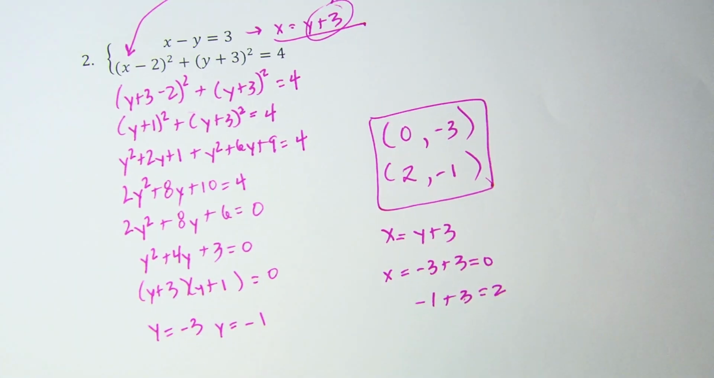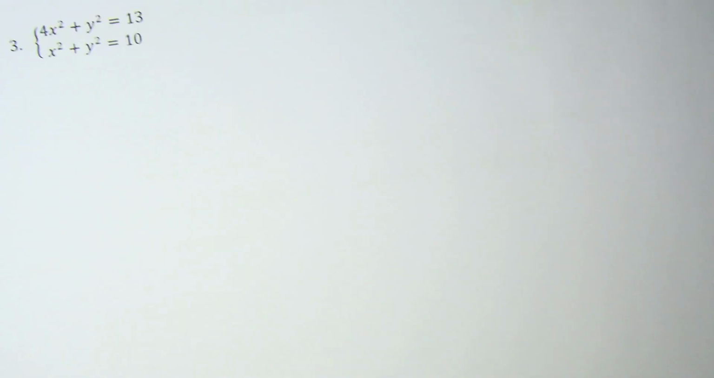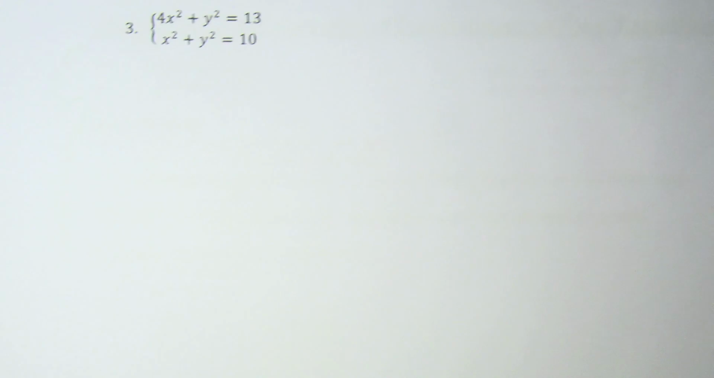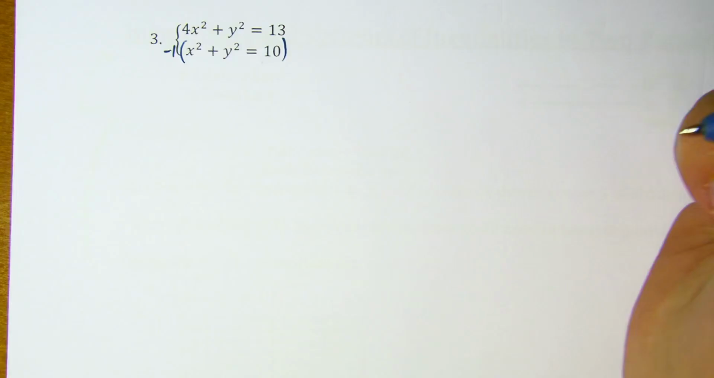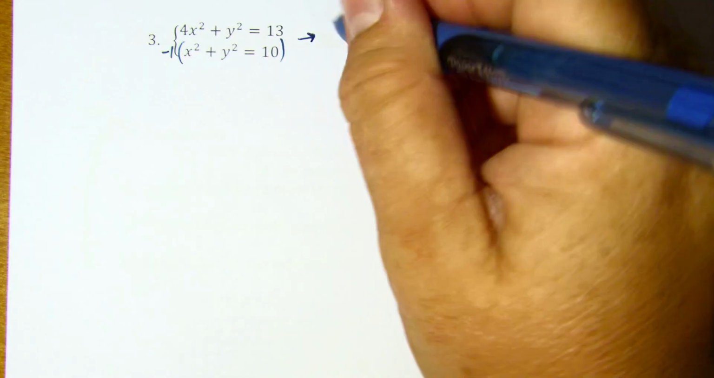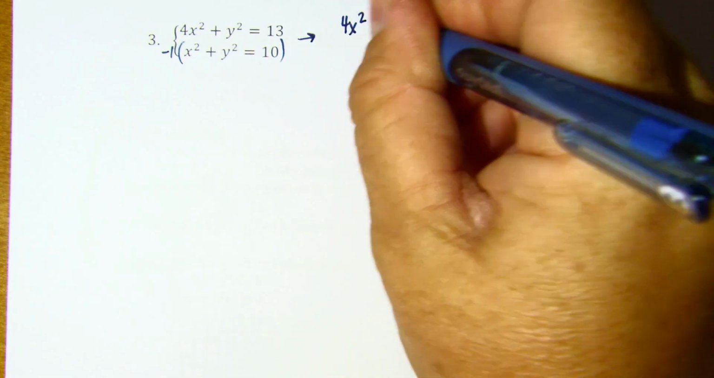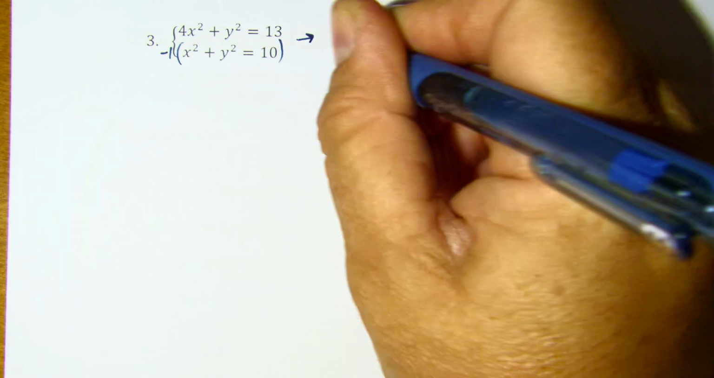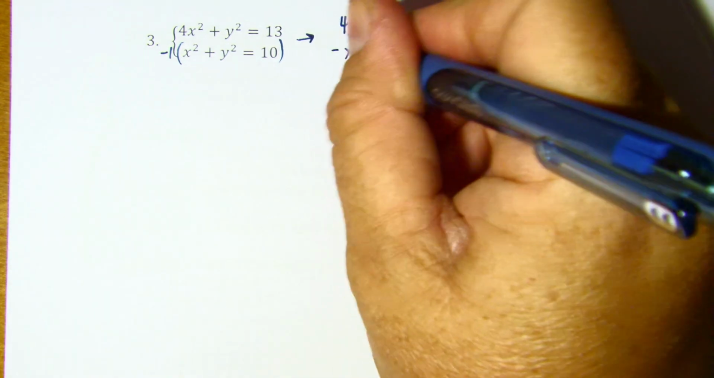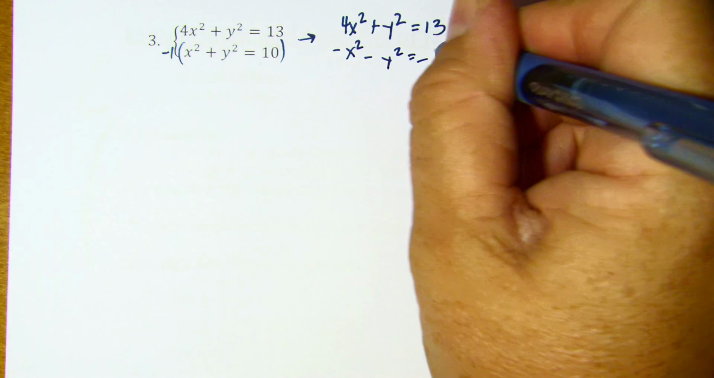Let's do a couple more. Here we have a circle and an ellipse. And for the last two we've used substitution, but this is a good setup for using elimination. I'm going to multiply the bottom equation by negative 1. And then the top equation will stay the same, so 4x squared plus y squared equals 13. The bottom equation will become negative x squared minus y squared equals negative 10.